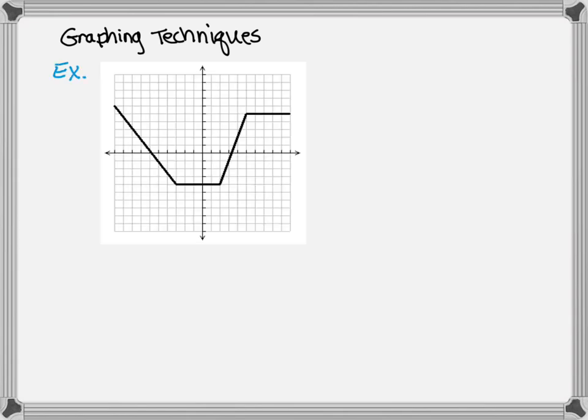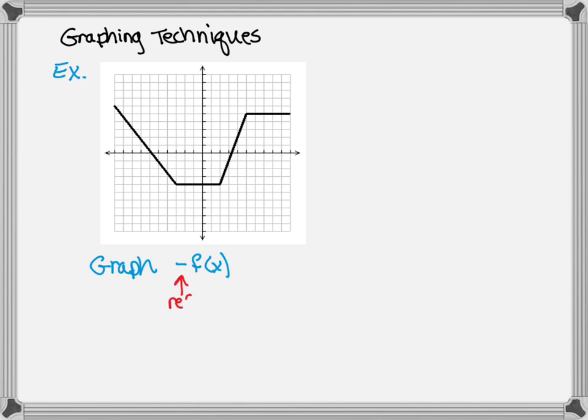Let's look at examples of how to use graphing techniques to transform a graph. For this, we're going to transform this graph using several different transformations. So for our first example, if this original graph is f of x, we're now going to graph negative f of x on the same graph.